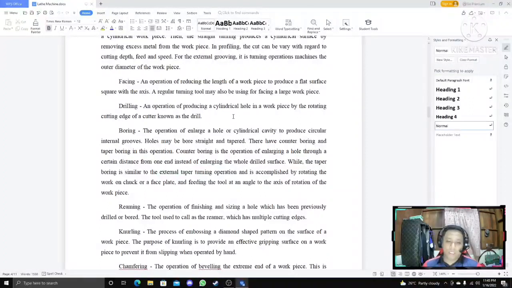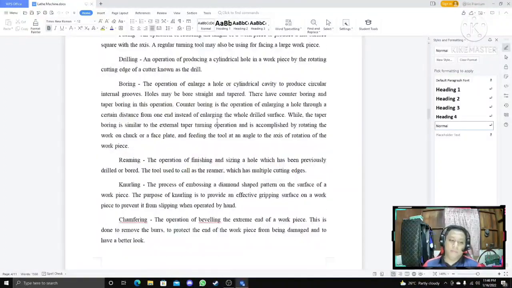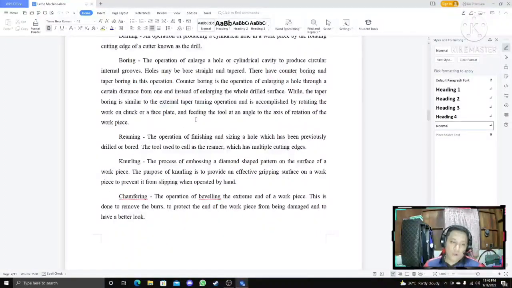Counter boring is the operation of enlarging a hole through a certain distance from one end instead of enlarging the whole drilled surface. While taper boring is similar to the external taper turning operation and is accomplished by rotating the work on a chuck or a faceplate and feeding the tool at an angle to the axis of rotation of the workpiece. What is called reaming? Reaming is the operation of finishing and sizing a hole which has been previously drilled or bored. The tool used is called a reamer, which has multiple cutting edges.